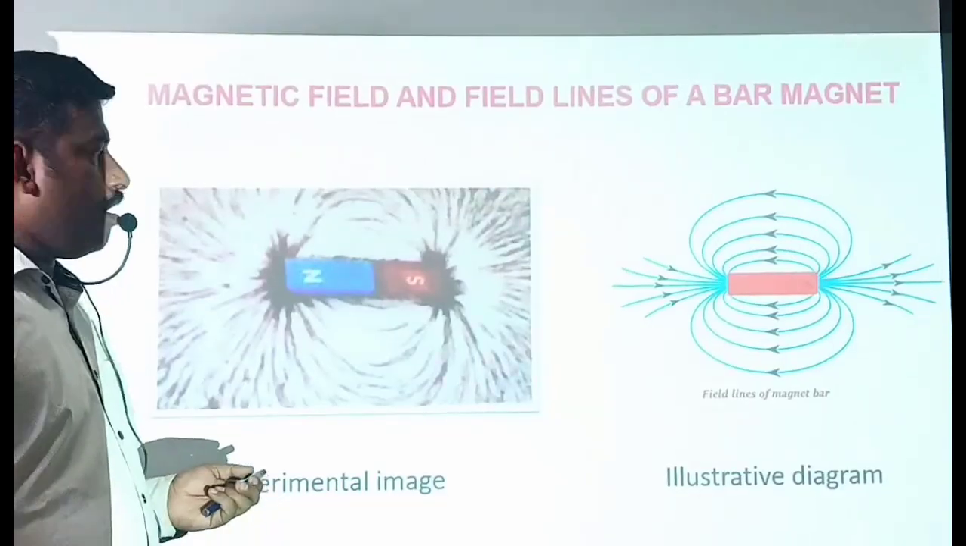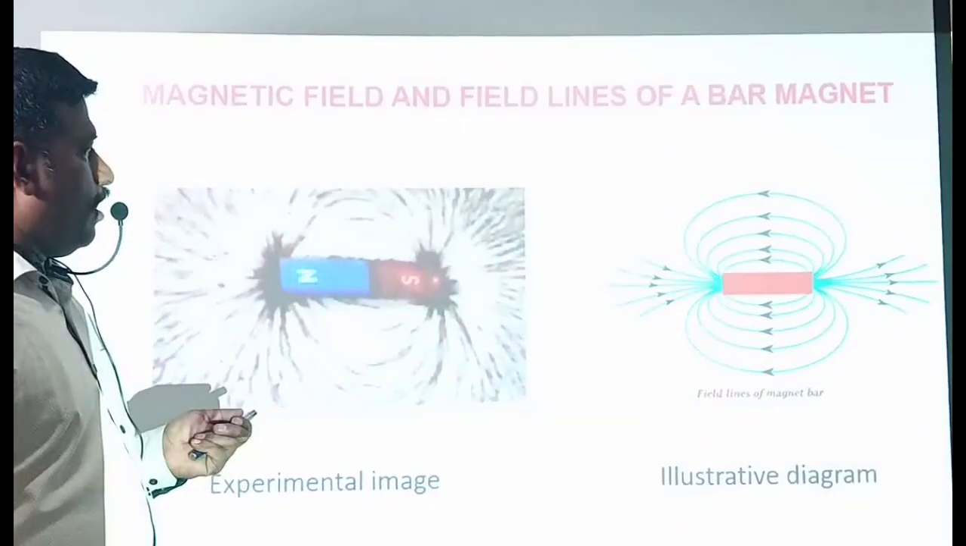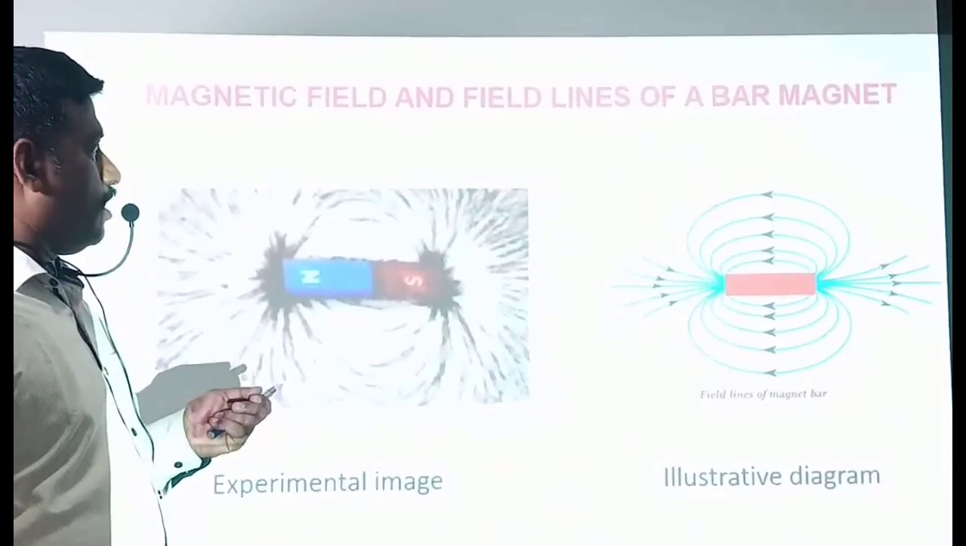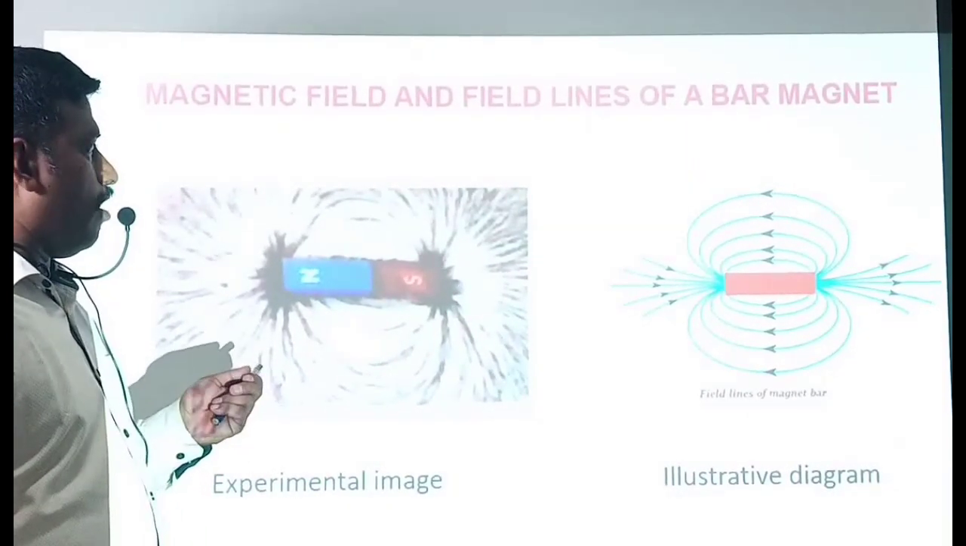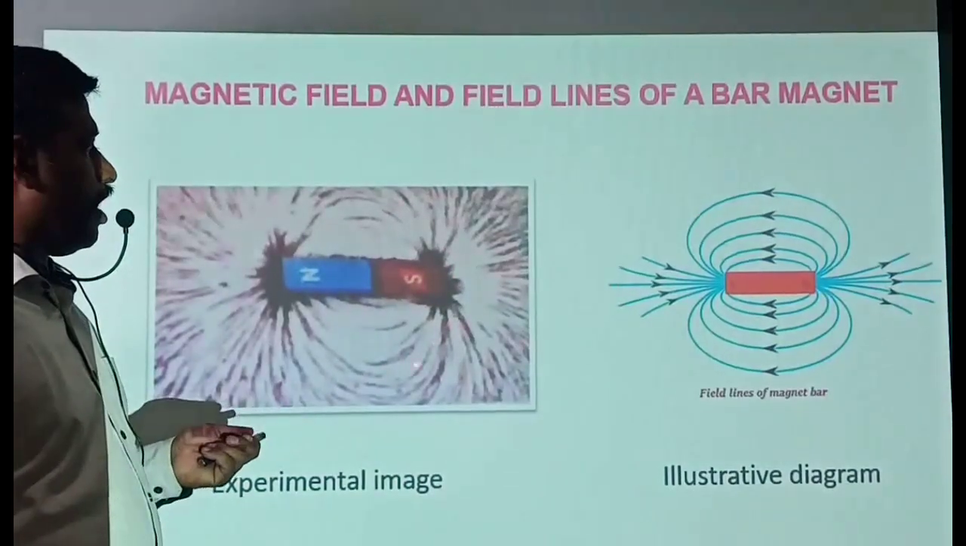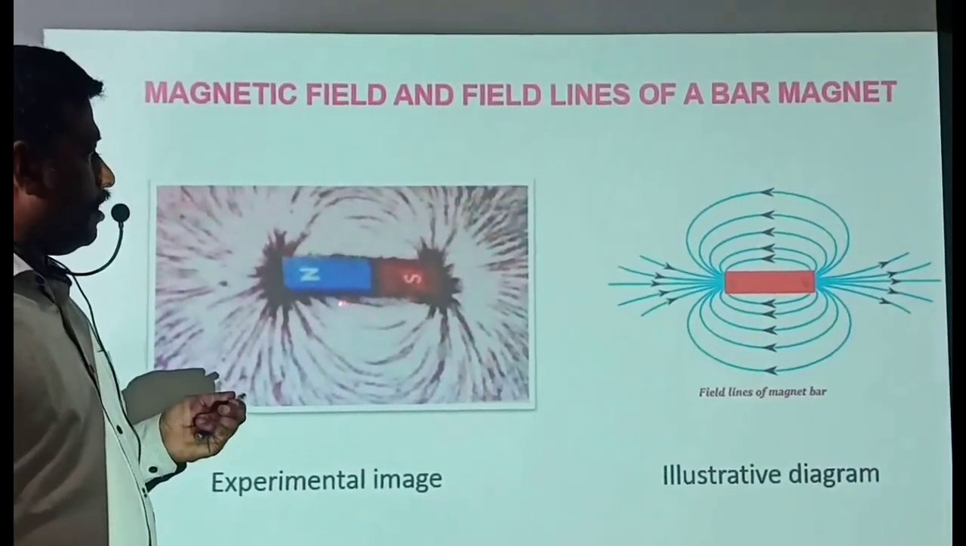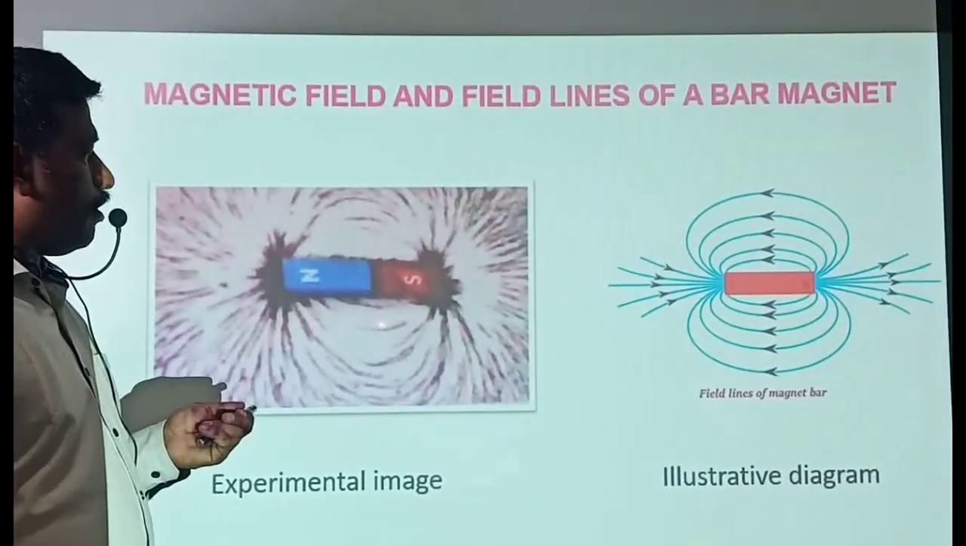Most of the iron dust is accumulated at the poles, whereas at the center it is very lightly arranged. That means the pole strength here is again maximum at the poles, whereas it is weak in the middle or center. In the experiment we noticed that the iron filings or iron dust are aligned in a particular pattern, along lines which do not intersect.